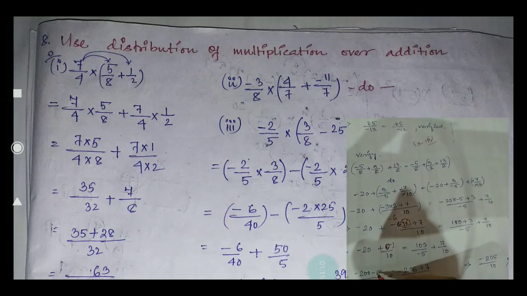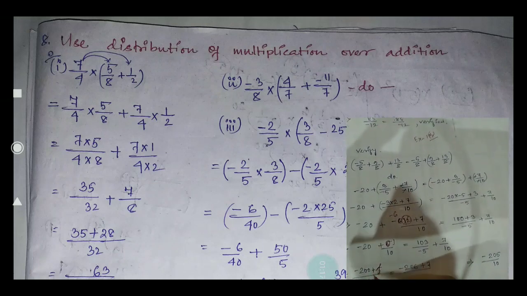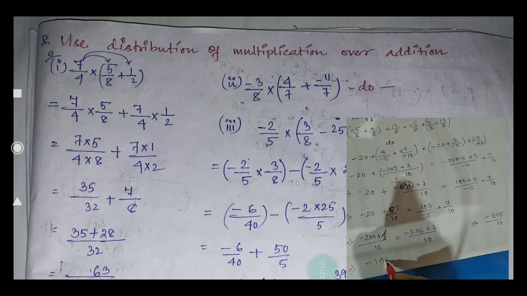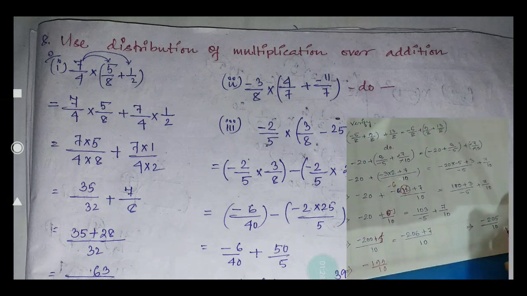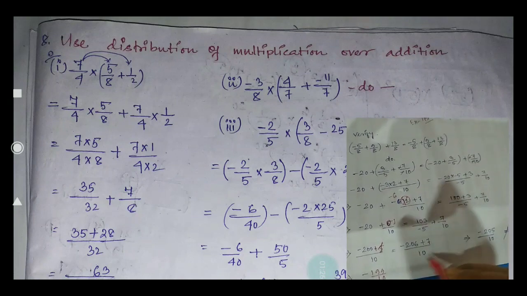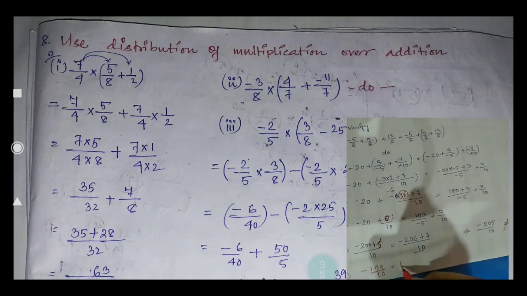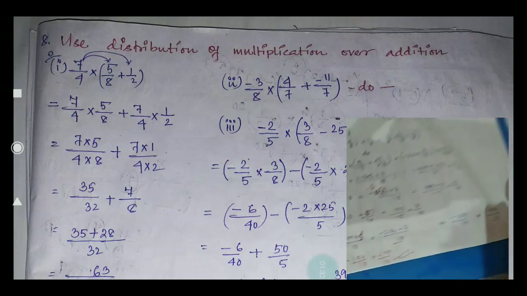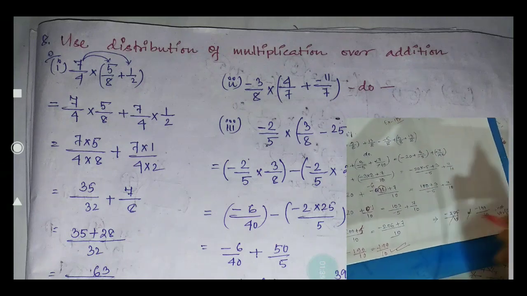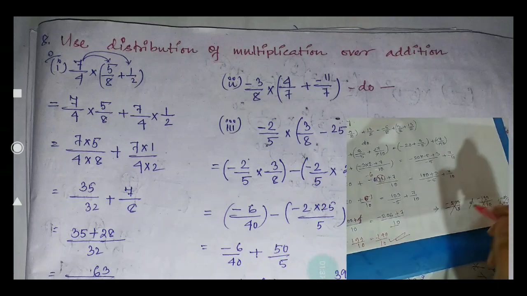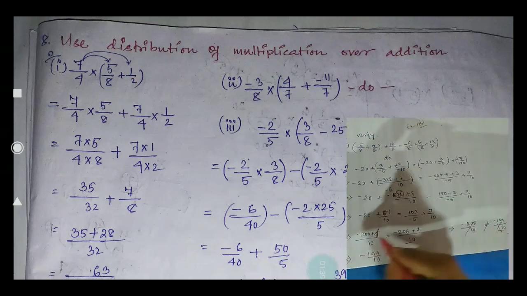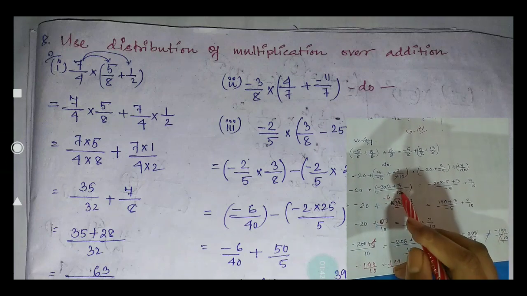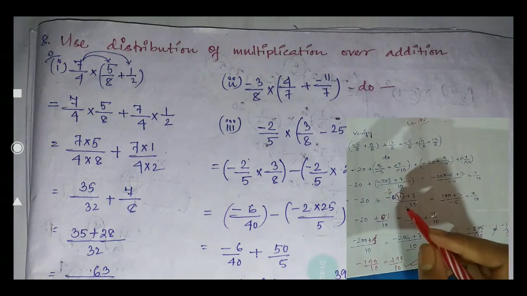So now take LCM, so it will be how much? Minus 199 by 10. And here also you have got, I think by taking LCM, you have got 199 by 10. So in this case it will be verified, but because of the calculation mistake it's not verified, so you make it correct. Okay, this one, 3 to the 6, I have written 12.